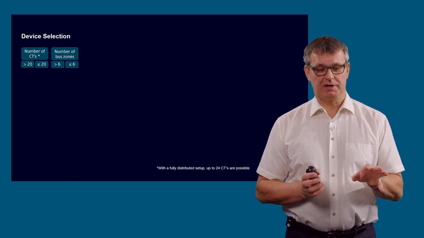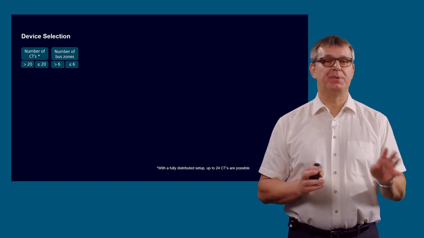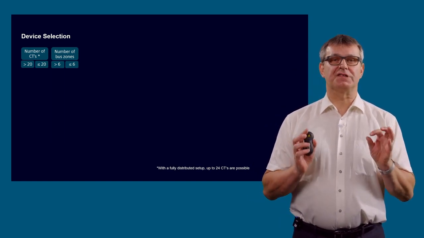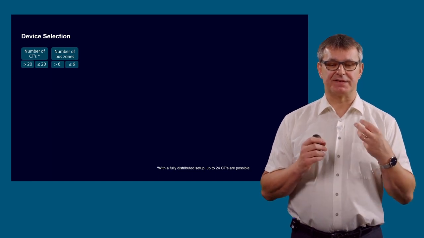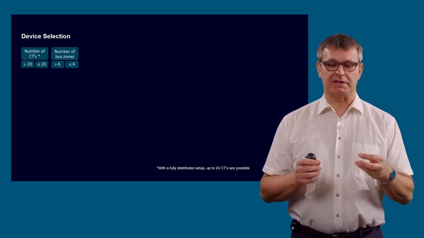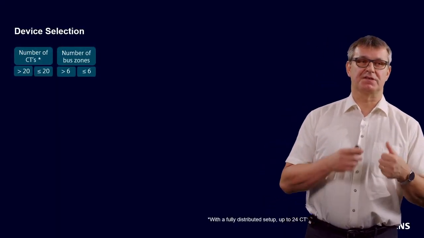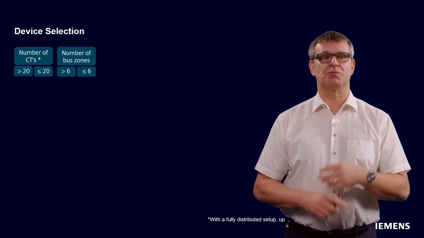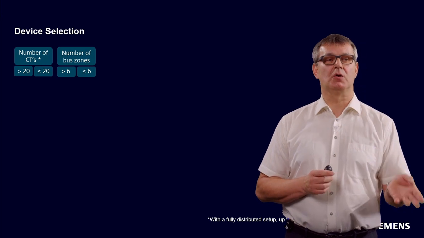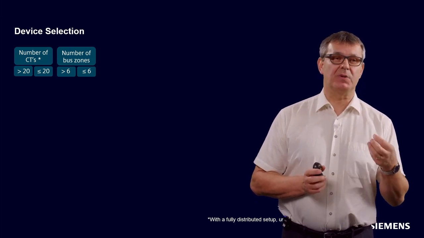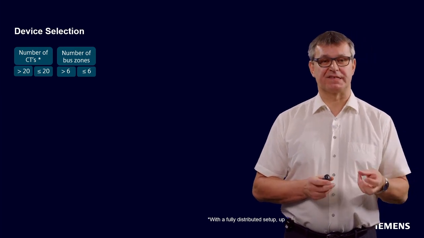How could a decision matrix be for the correct device selection, to select the correct type of 7SS85 busbar protection? The first question is, what is the number of CTs? What are the numbers of measuring points? Are they higher or lower than 20? And what is the number of independent bus zones? Are they higher or lower than 6?